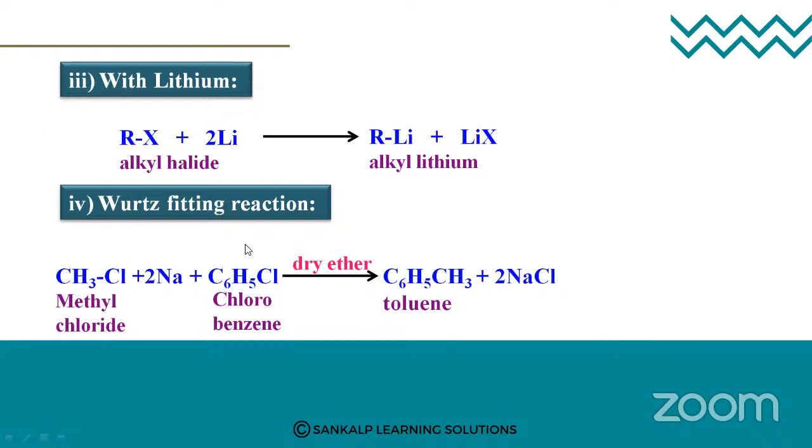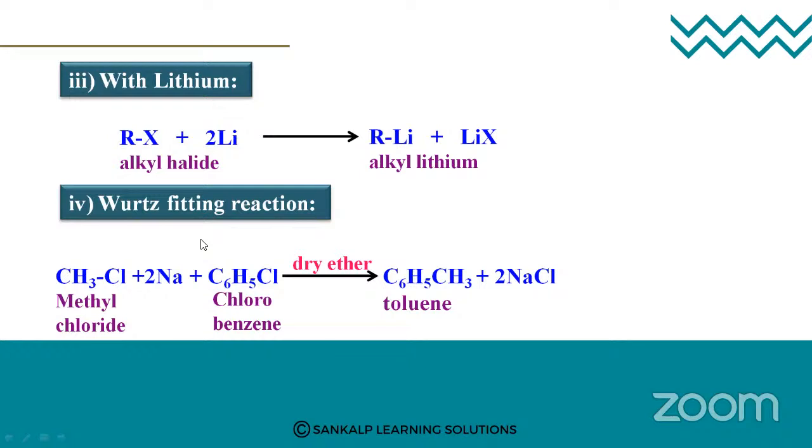Next reaction is the Wurtz-Fittig reaction. What is the Wurtz-Fittig reaction? We have seen what the Wurtz reaction is. In the Wurtz reaction, we have taken alkyl halide. Now in the Wurtz-Fittig reaction, we are going to take 1 molecule of alkyl halide and 1 molecule of aryl halide. We are familiar with the words alkyl halide and aryl halide. Aryl halide is an aromatic compound.